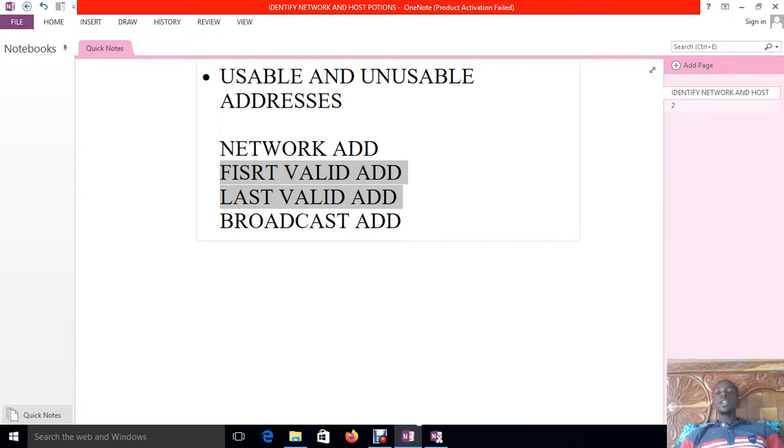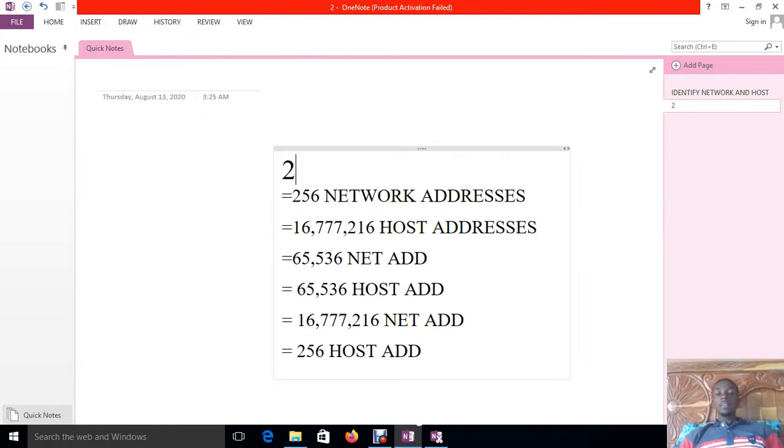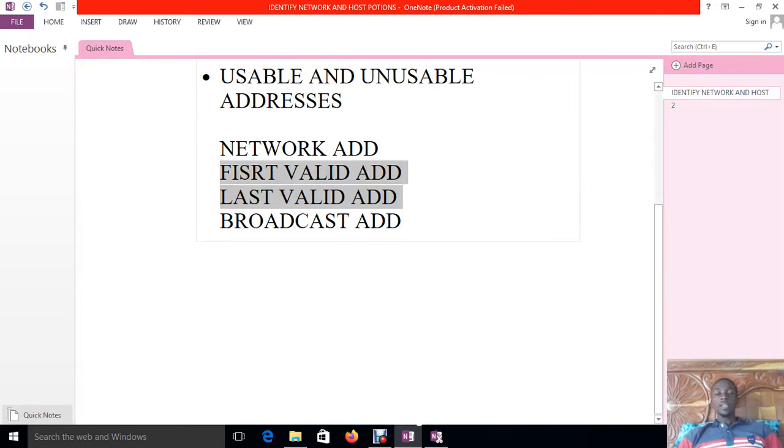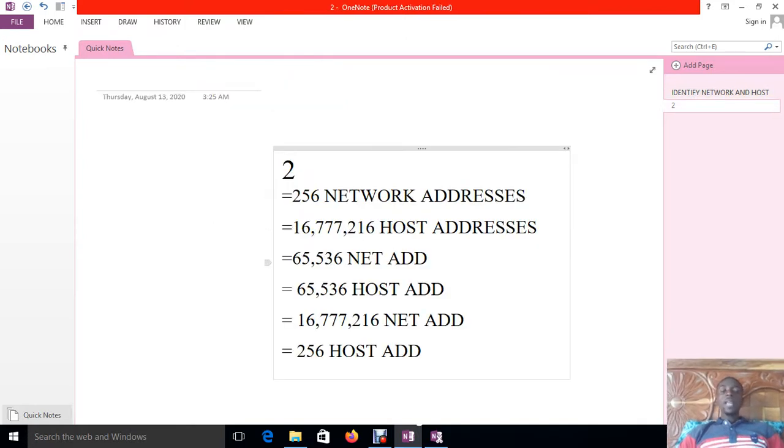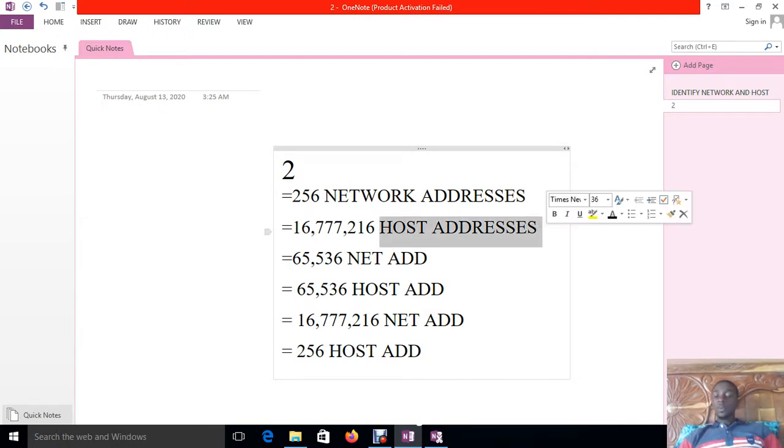So the calculation here tells you, and this is our last part of the video, I think, where we are going to talk about the usable addresses and all. We are going to do subnetting later on. Now, in a class A address, the number of valid host addresses would be calculated like this.